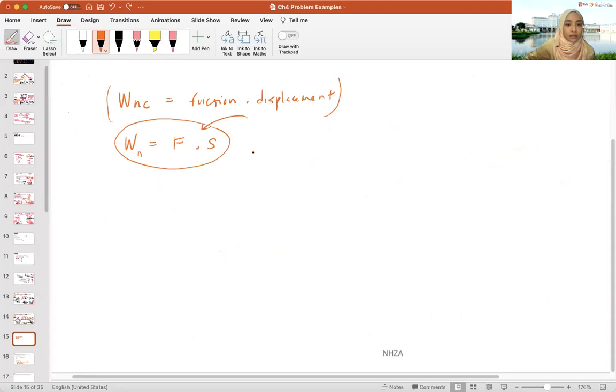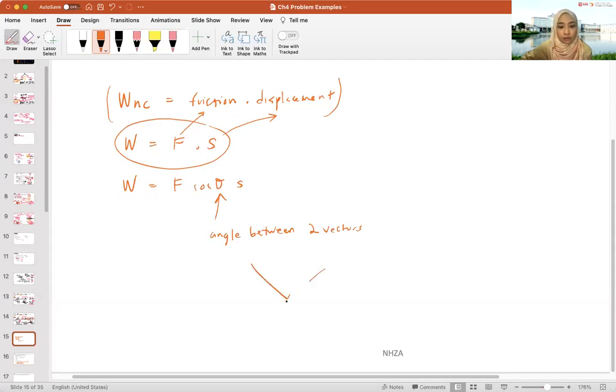The force here is our friction and the displacement here is our displacement jugalah. So this is where we got our equation. So when I expand this equation, this basic equation, it becomes F cosine theta S. Remember, where theta is the angle between two vectors. What are those vectors? Force and displacement.